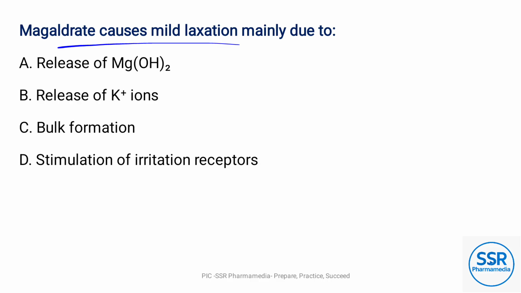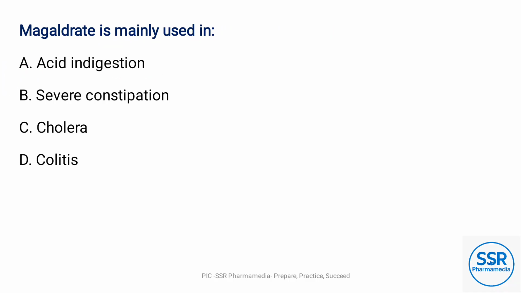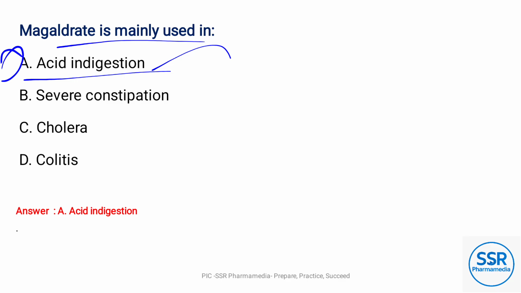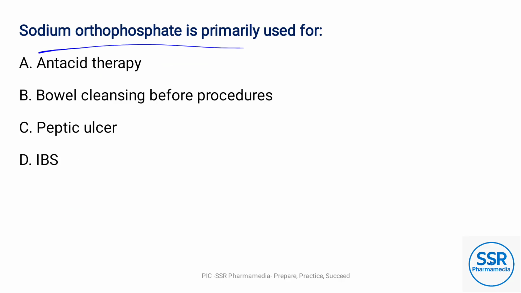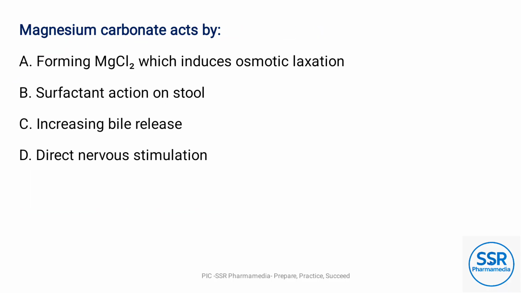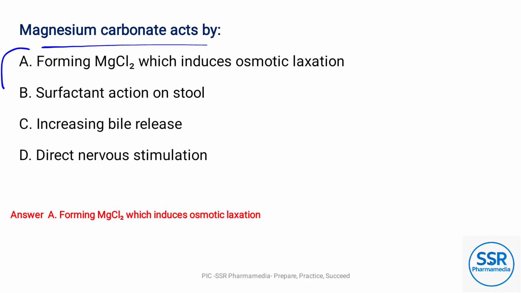Magnesium alginate causes mild laxation mainly due to, option A, release of magnesium hydroxide. It is mainly used in, option A, acid indigestion. Sodium orthophosphate is primarily used for, option B, bowel cleansing before procedure. Magnesium carbonate acts by, option A, forming magnesium chloride which induces osmotic laxation.